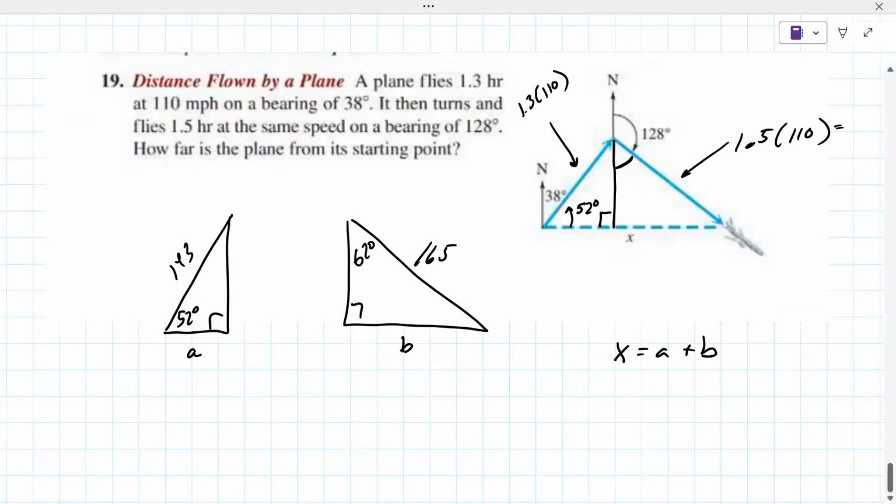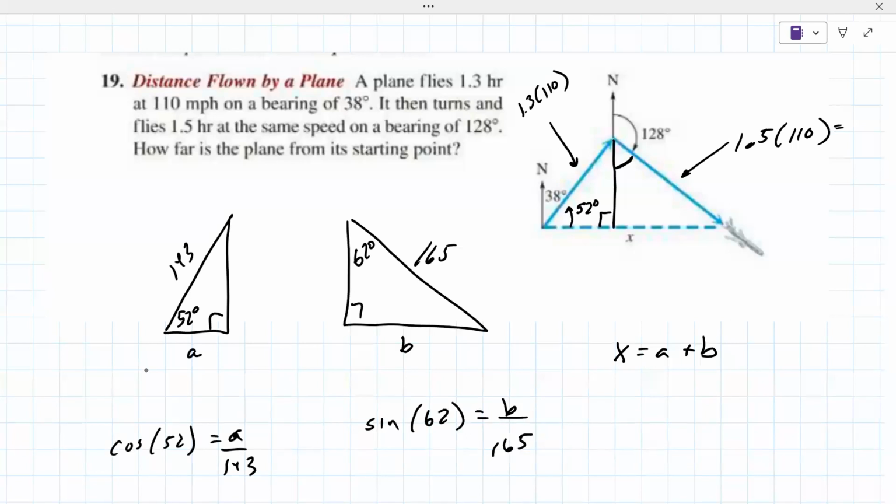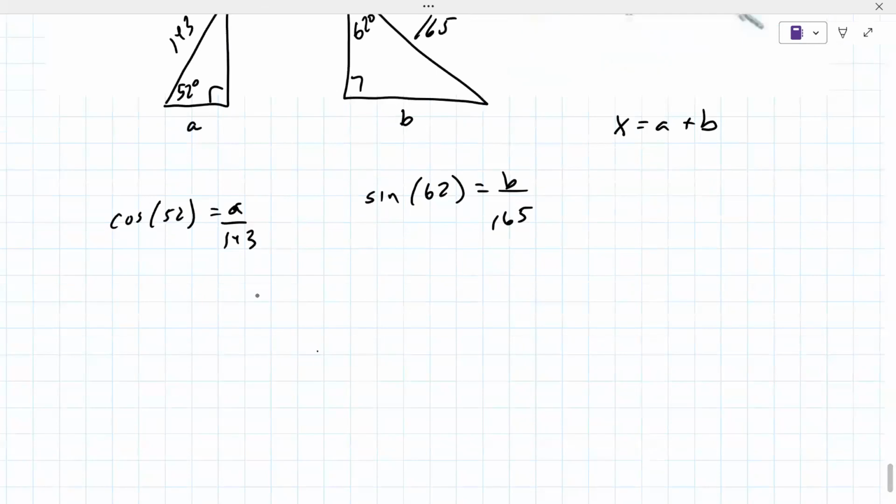Any other quick questions? I'll just point out that this one uses cosine: cosine of 52 is A over 143. Sine of 62 is B over 165. You can solve those pretty easily. Check your units. Units are really important. I'd put that at the top of your test. Make sure your calculator's in degrees. Another biggie that could cause you a lot of problems.